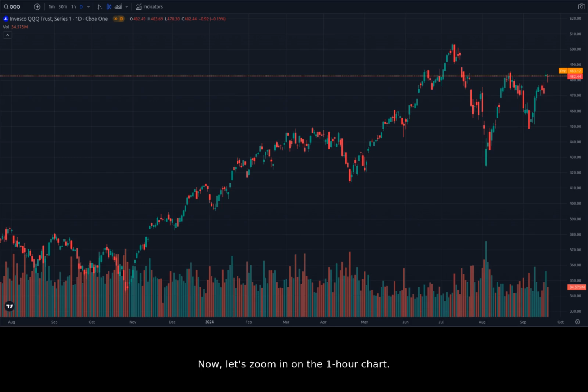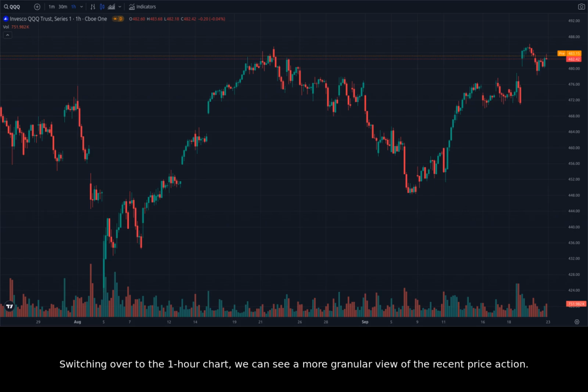Now, let's zoom in on the 1-hour chart. Switching over to the 1-hour chart, we can see a more granular view of the recent price action. The dip in the daily chart looks much more significant on this time frame. It looks like QQQ hit a short-term resistance level around 475.